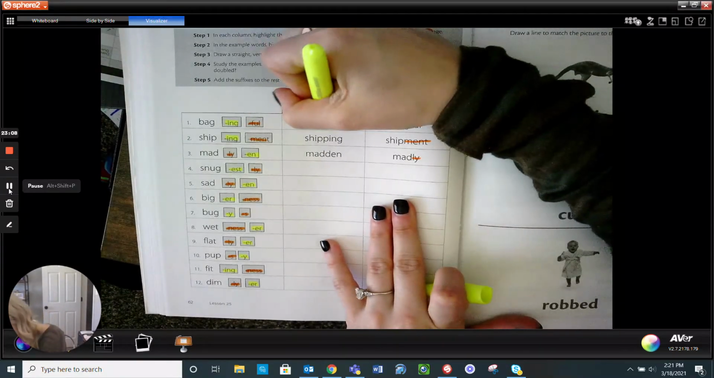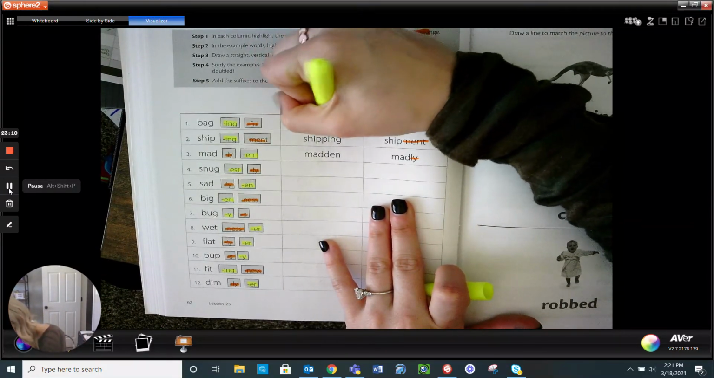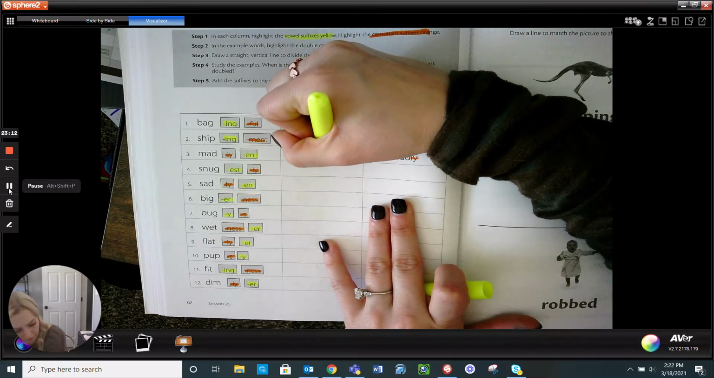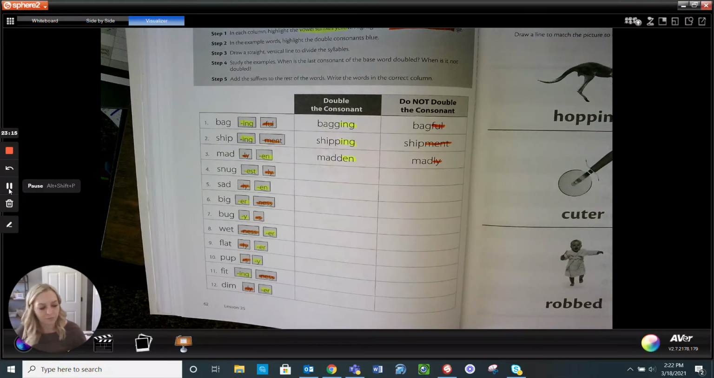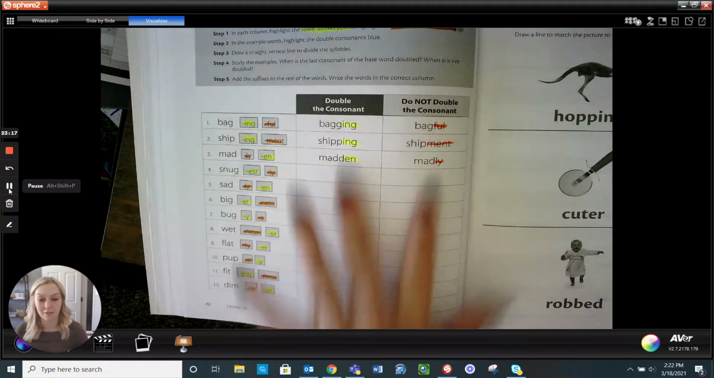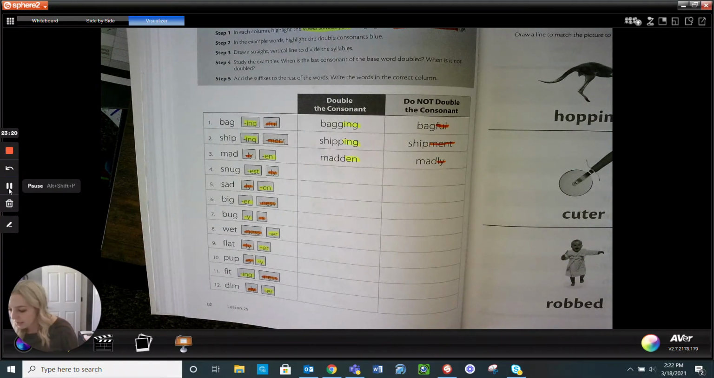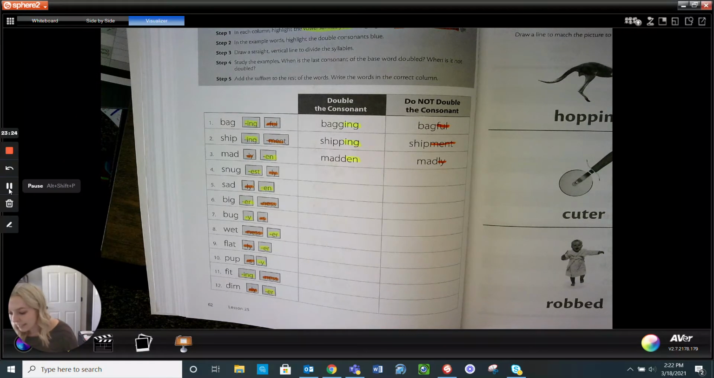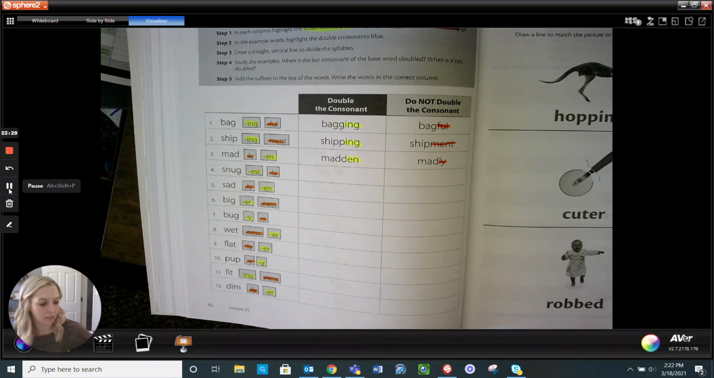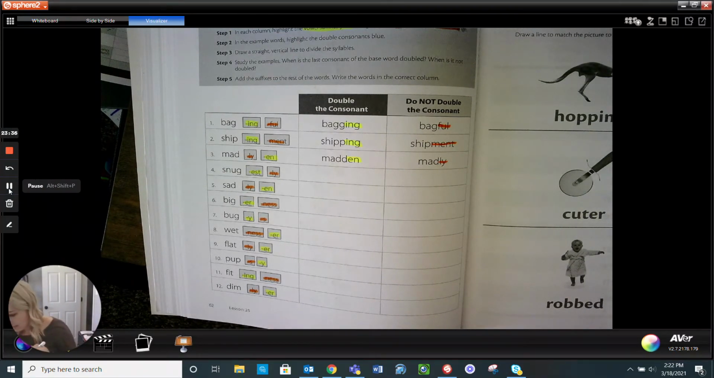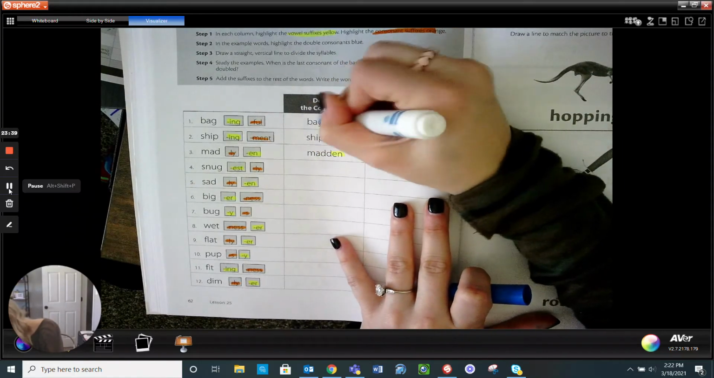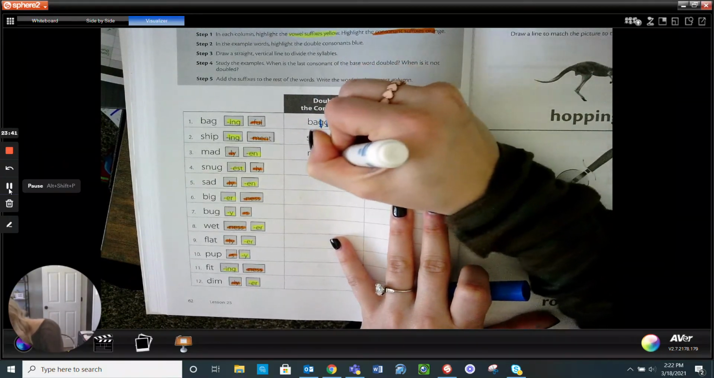And bagging, shipping. Okay. So we'll still need those colors to finish the rest of the columns. Step 2. In the example words, highlight the double consonant blue. I have a blue marker right here. Double consonants blue. Okay.